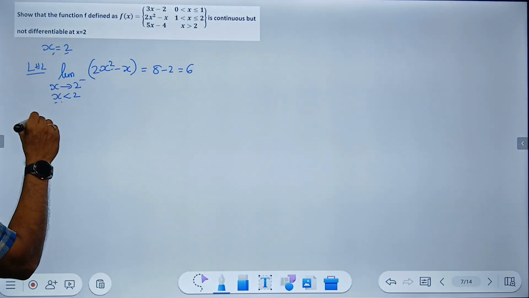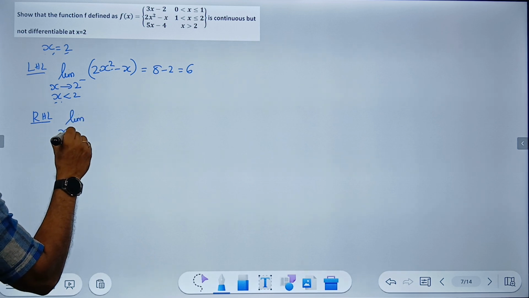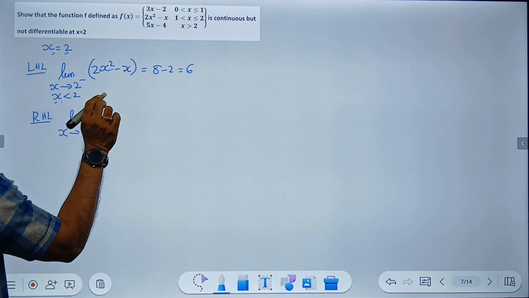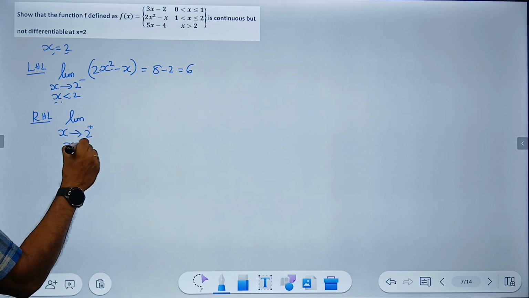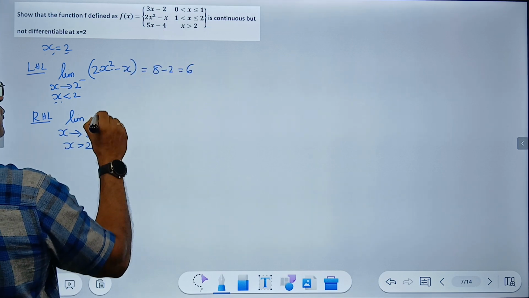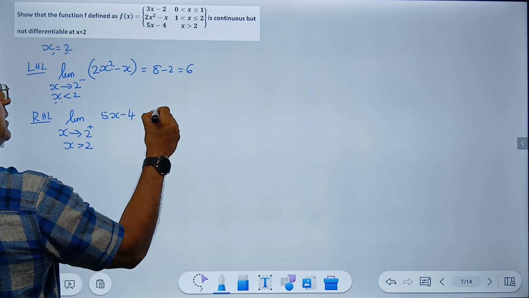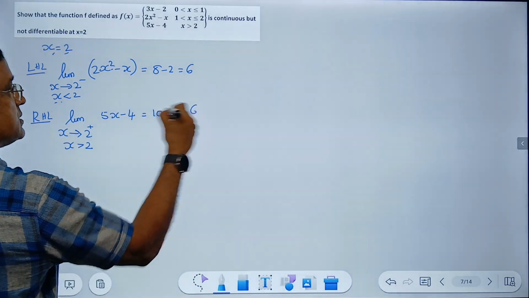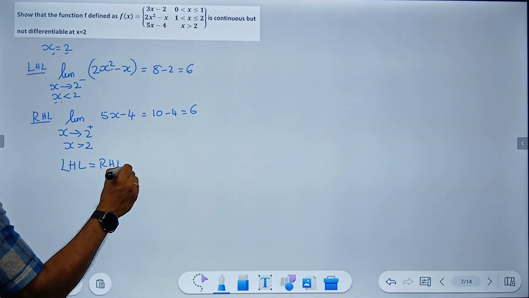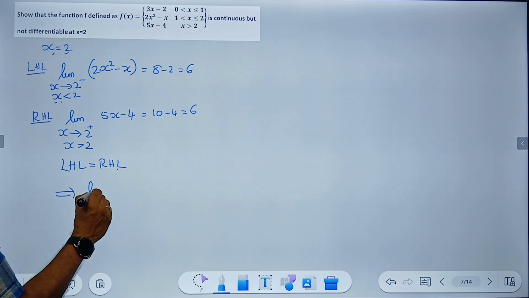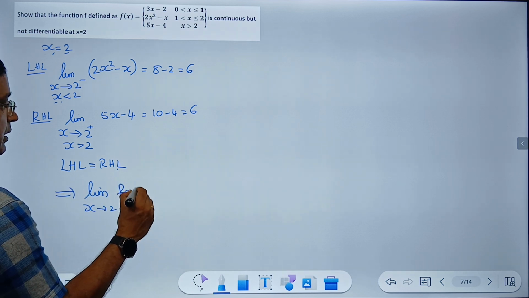Now what is the right hand limit? Right hand limit will be limit x approaches 2 plus. 2 plus means greater than 2. Greater than 2 means I have to use the third function. So when you apply the limit, it becomes 10 minus 4, which is 6. So clearly LHL equal to RHL. This implies the limit exists. Limit x approaches 2, f of x equal to 6.